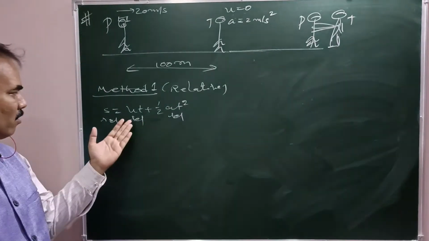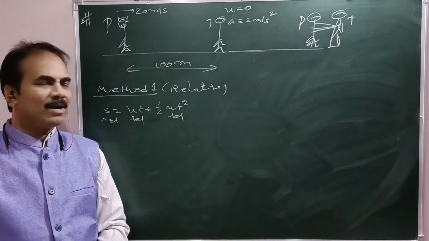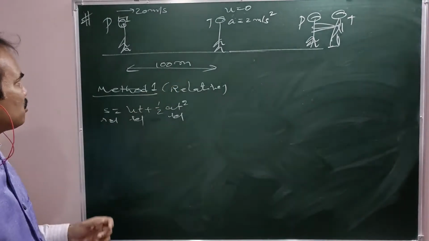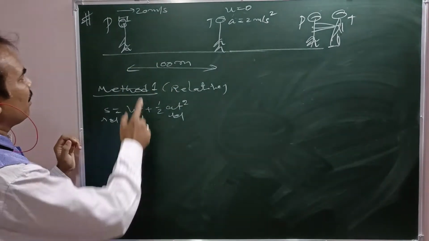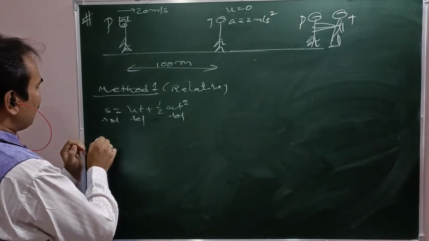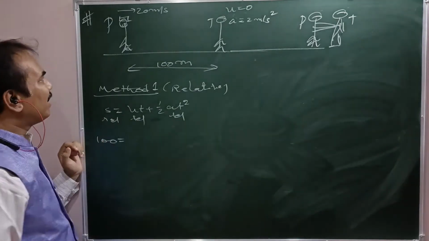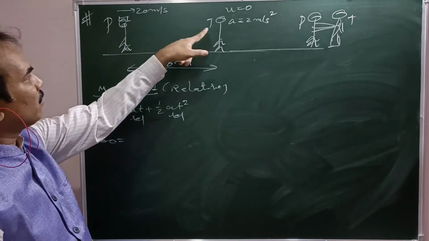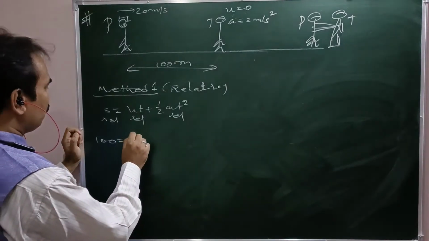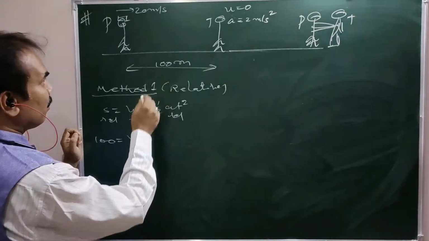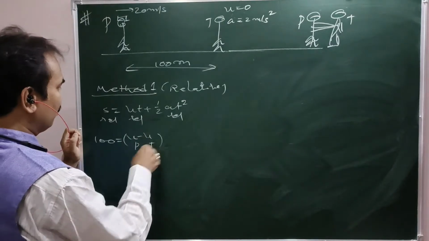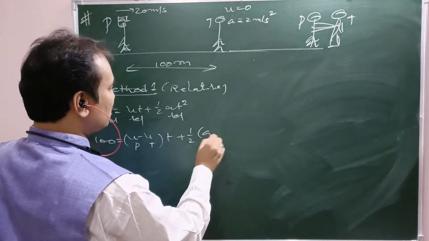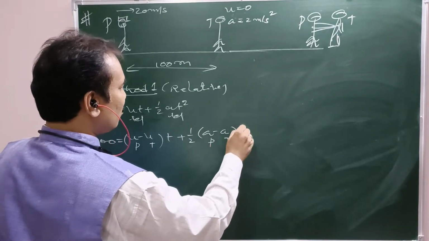So S relative becomes equal to u relative t plus half A relative into t square. Simply S equal to ut plus half at square. What is the relative separation between these two? That is 100. So 100 equal to u relative. What is the initial relative velocity of the policeman with respect to the thief? That is u police minus u thief into t plus half into A relative, means A police minus A thief, into t square.